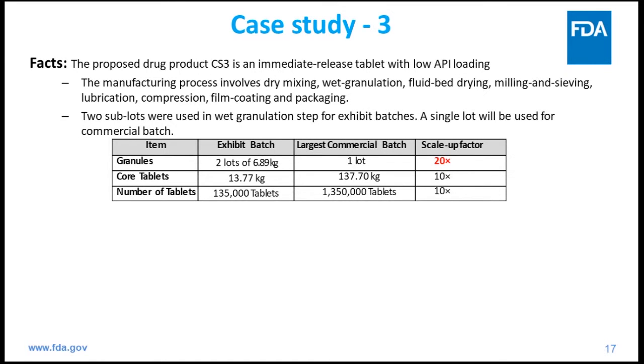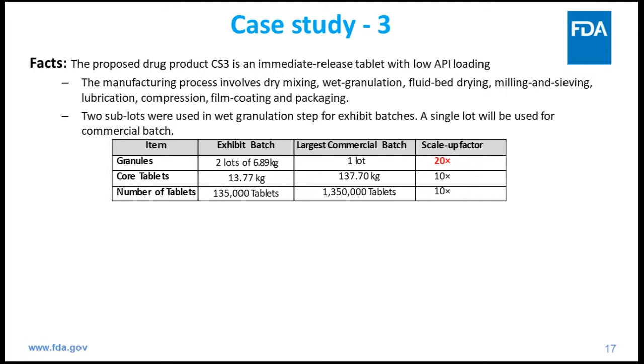And 2 sublots were used in granulation step for exhibit batches. A single lot will be used for commercial batch. And for the exhibit batch, you can see that 2 lots of 7 kilogram of materials were used for granulation, and 1 lot of about 140 kilogram for the commercial production.